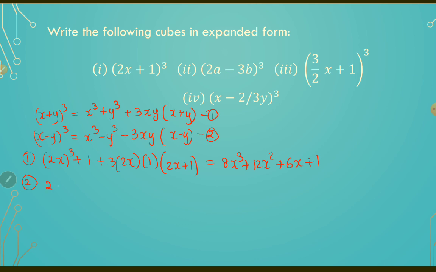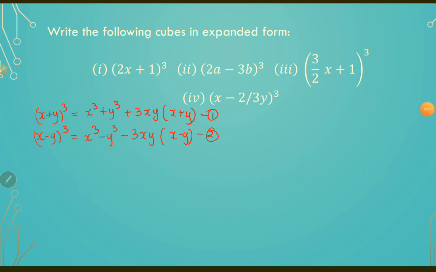So 2a the whole cube minus 3b the whole cube minus 3 into 2a into 3b into 2a minus 3b. That's nothing but 8a cube minus 27b cube minus 36a square b plus 54ab square.